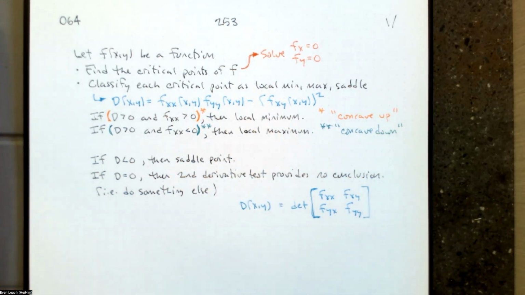In this scenario, we don't just get to say no conclusion. We've been asked to classify the critical points. Our job is to classify the critical points. This just means that the second derivative test doesn't work, and we have to go do something else.